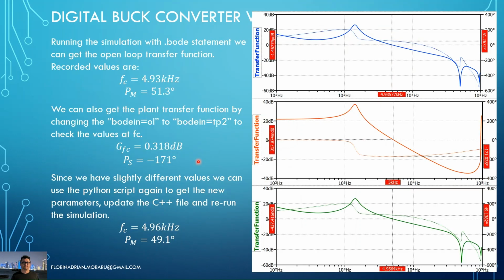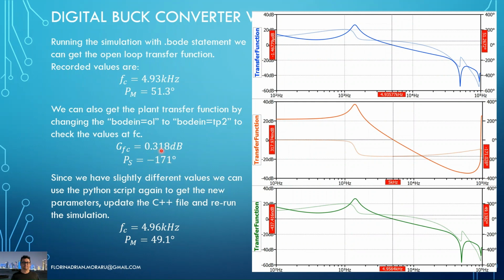compensating gain. Okay, then running the simulation with the .Bode statement, we end up with a cutoff frequency in open loop of 4.93 kilohertz and a phase margin of 51.3. I wanted to double check what the power stage looks like and what values I have at 5 kilohertz. I simply do this by changing the options in the .Bode statement, and I end up with 0.318 dB and minus 171 degrees, which are slightly different values.